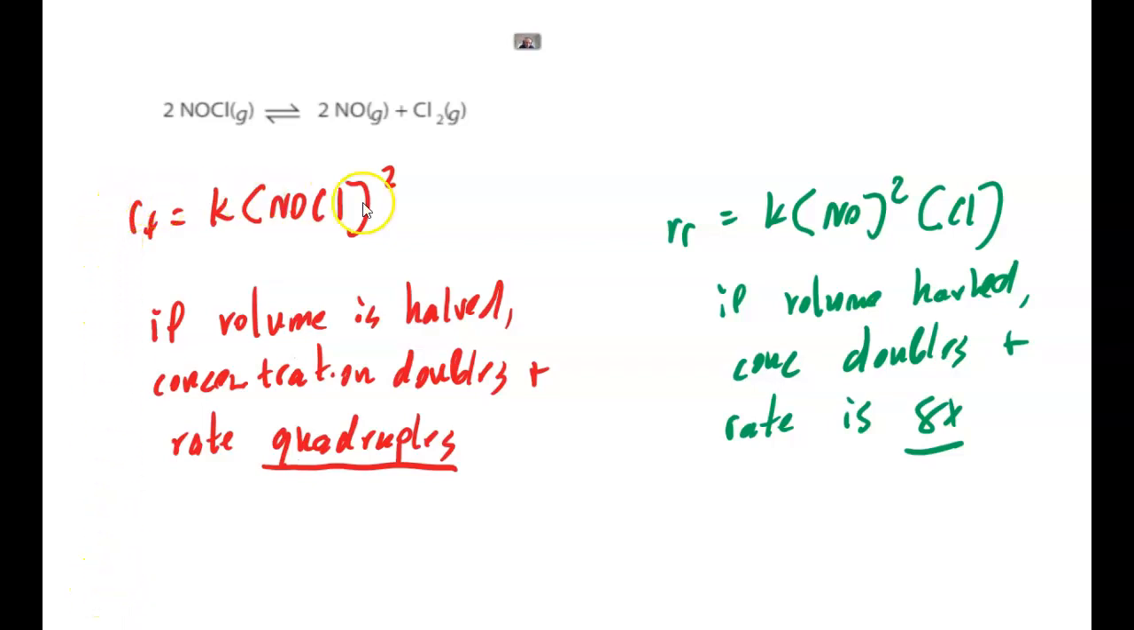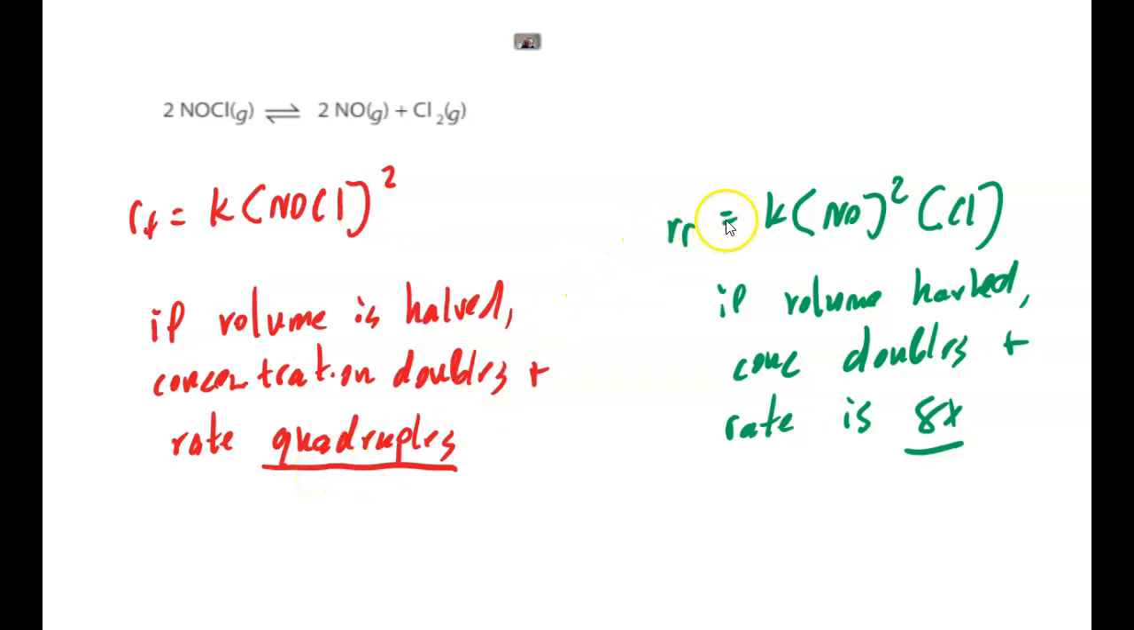If we write the rate law for the forward reaction, R sub F, it's equal to a constant times the concentration of NOCl squared. Well, if the volume is halved, let's say, or the volume is decreased because this system was put under greater pressure, the concentration would double. And if the concentration doubles, because this is second order, the rate would quadruple. 2 squared is 4. So the forward rate would quadruple in this hypothetical case.